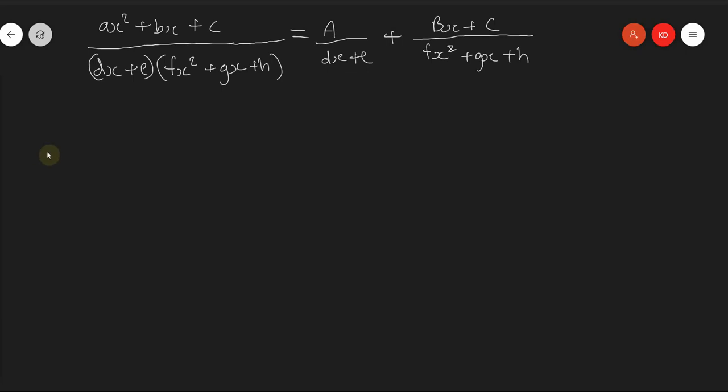Let's just jump into a problem. Now something that you should note is the quadratic factor here should be one that is not able to be factorized. Because if it is able to be factorized, then the quadratic factor would be written as a product of linear factors, and then we wouldn't need to use that method. But let's just jump into a problem.